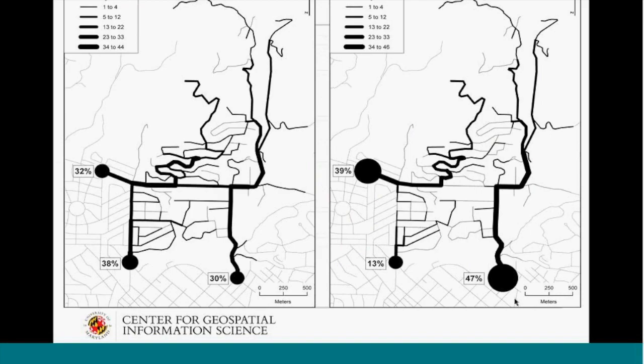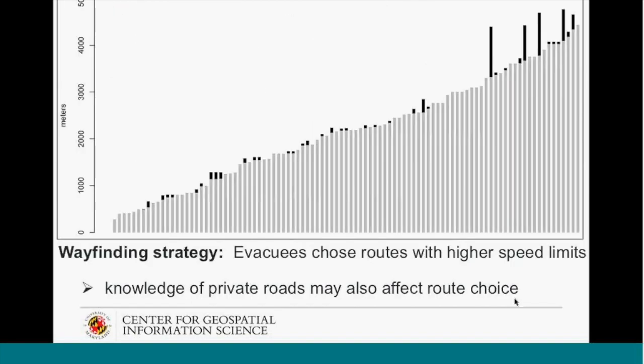Then you can actually make a chart showing what routes people actually took compared to what the shortest distance route would be, right? So the gray bars show the shortest distance for all the routes that we collected, and then the black bars on top of it show how much longer people went when they didn't choose that shortest distance route.